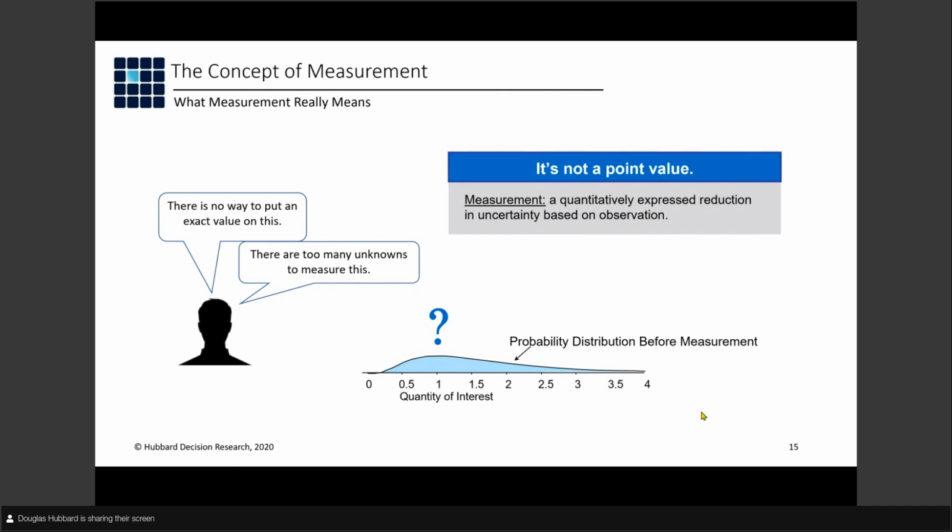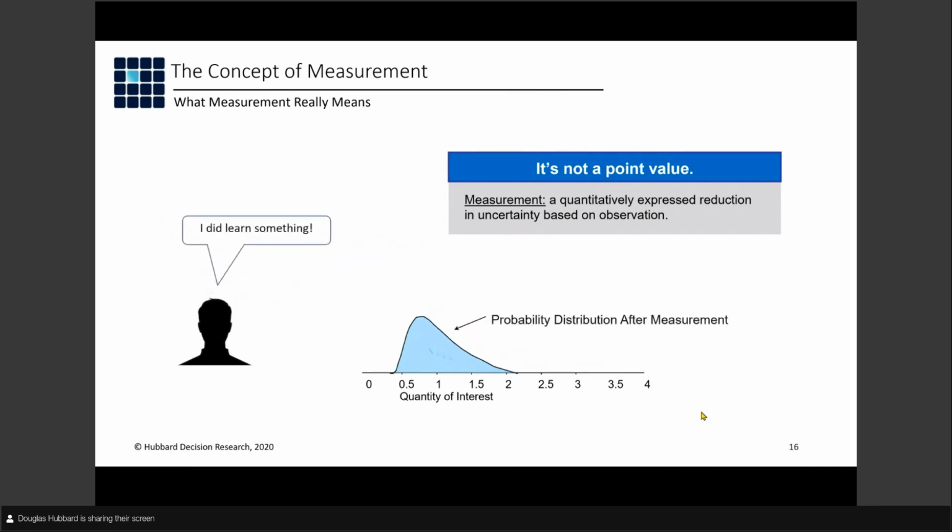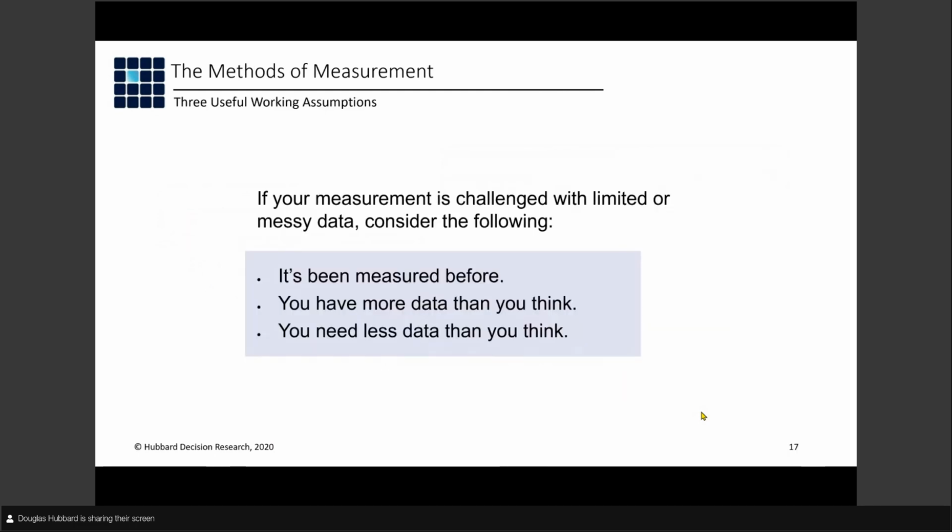So you start out with a lot of uncertainty, you make a few observations, do some relatively straightforward math, and then you have less uncertainty than you had before, and you're making better bets. You're making better informed decisions. So regardless of what you're trying to measure, I always tell people these three measurement maxims. I call them measurement maxims.